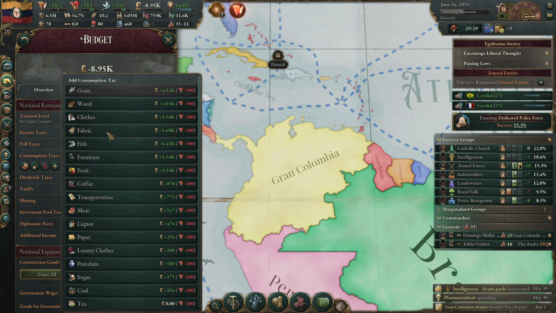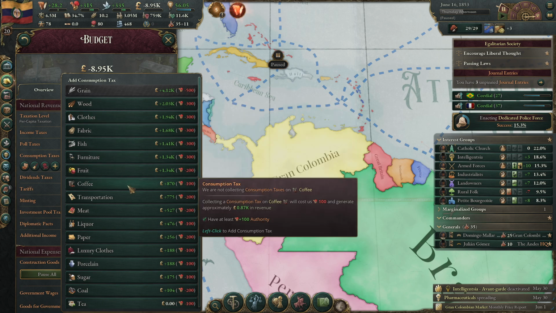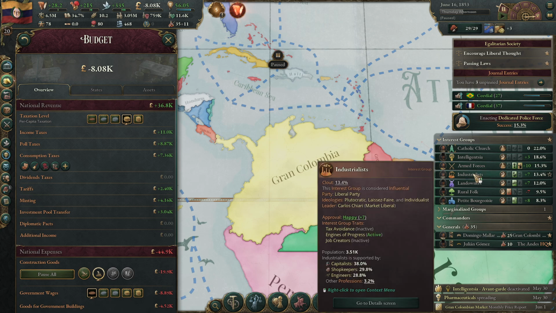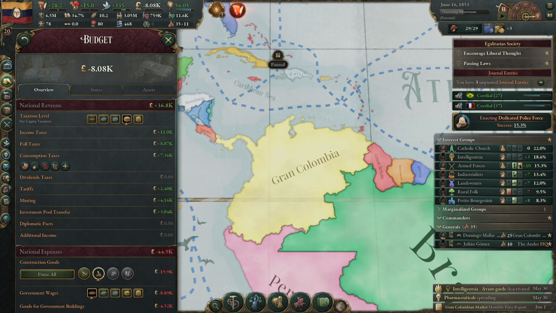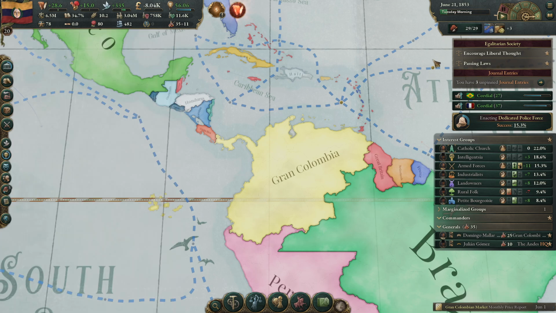Is there any consumption tax I can do? Maybe on... Oh my god, not on these things. That's going to hurt like crazy. Let's just do this one and maybe bolster the industrialists. Still doing the greener grass campaign here. Just keep building buildings here. We are building the food industries. That should maybe help.